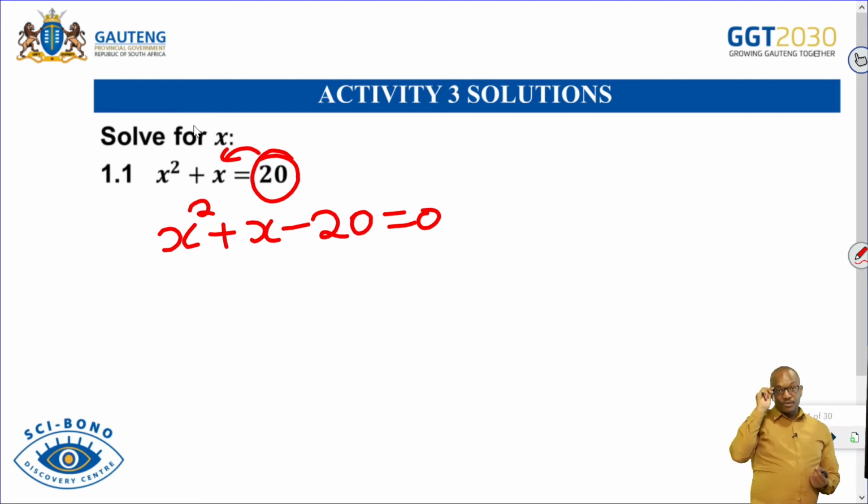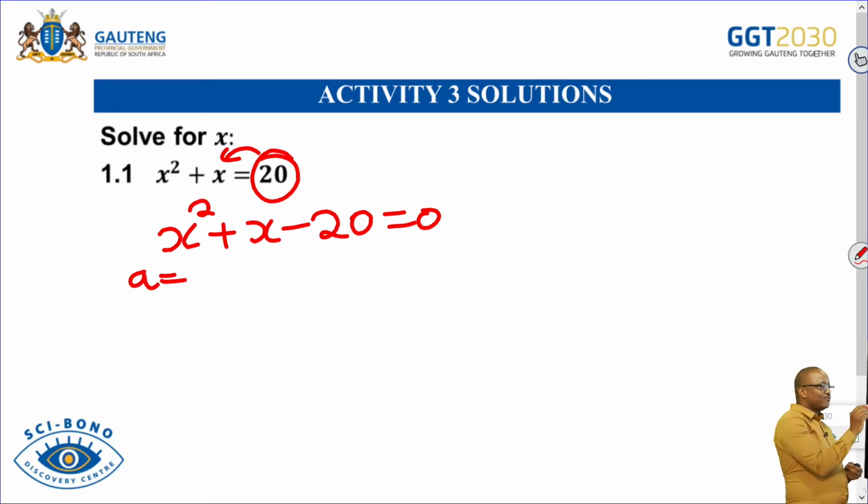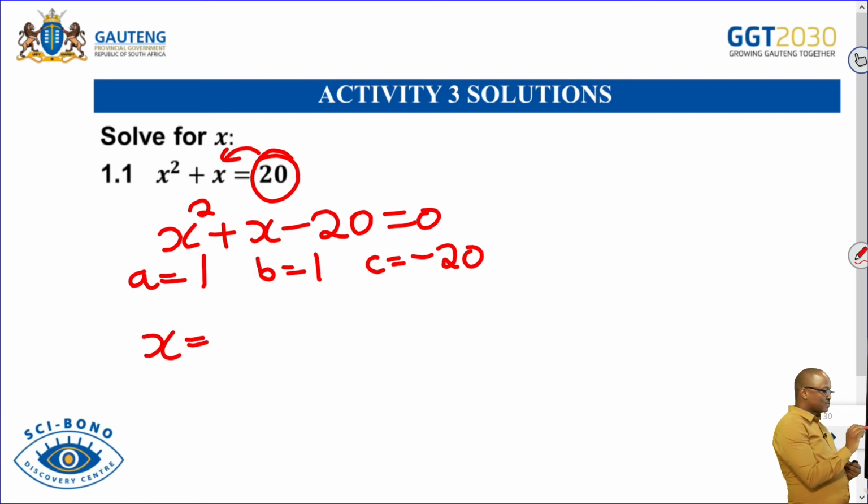This one, we can factorize it, but the question says we must use the quadratic formula. As we use the quadratic formula, we have to identify the value of what? a, the value of what? b, and the value of what? c. The value of a, the value in front of x squared, is 1. The value in front of x is 1. And the constant is negative 20. Correct. Then using our quadratic formula, this is what I will have.